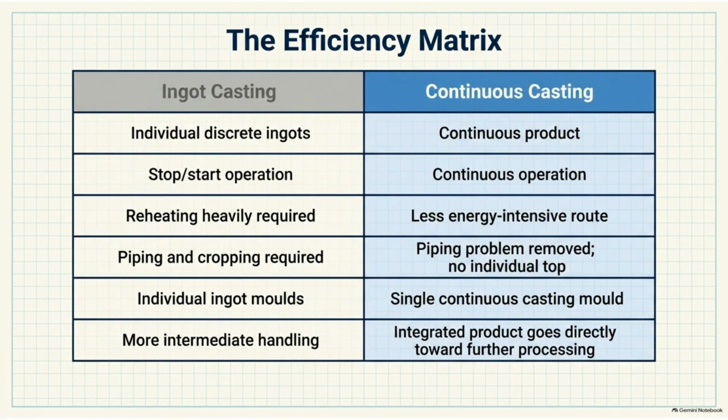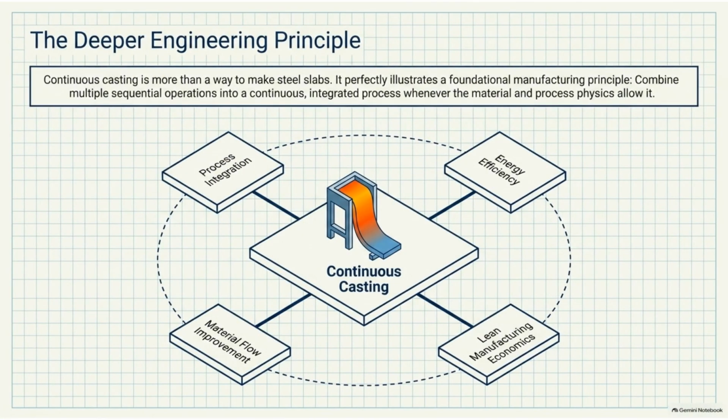Comparing the 2 methods highlights the clear advantages of continuous casting: continuous operation, reduced energy intensity, elimination of piping problems, and a more streamlined, integrated flow towards further processing. Continuous casting illustrates a foundational manufacturing principle, combining sequential operations into a continuous, integrated process whenever physics allow, which enhances energy efficiency, material flow, and overall manufacturing economics.